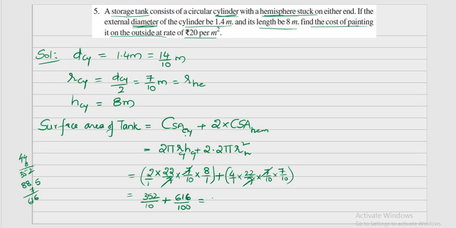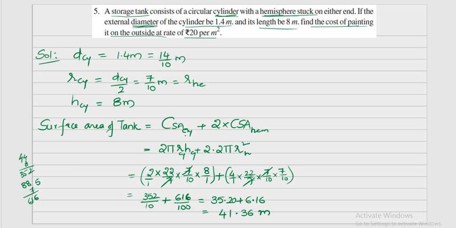Now what am I going to get here? So 35.2 plus here 6.16. Since I am having 100, so I will be getting 2 decimal places, right? So when I add these two, what am I going to get? So here this is nothing but I can take it as 0.20. So this becomes 0.36. So 35 plus 6 is 41.